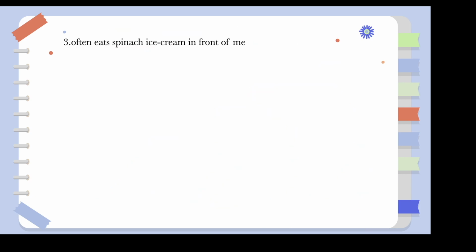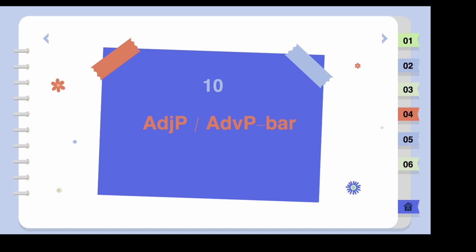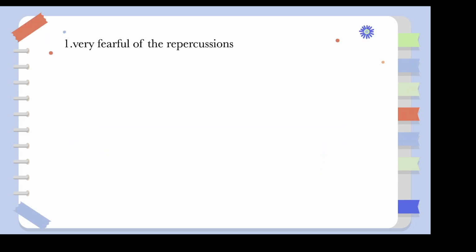Okay, next is often eat spinach ice cream in front of me. So we're going to set this to be analyzed in our class. Okay, and next we move to adjective phrase or adverb phrase bar, ADJP or ADVP bar.